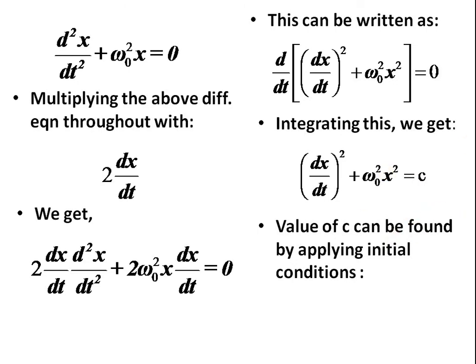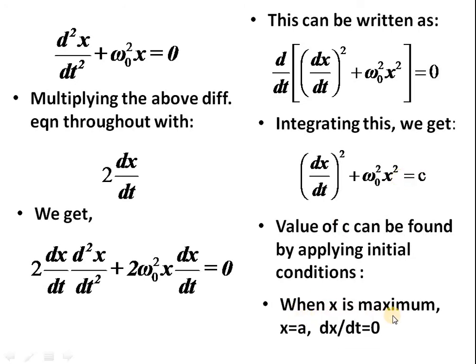Initial condition means at t equal to 0, or at x equal to maximum. Okay, at the maximum amplitude of x, let it be a, something like that. We can apply limits of initial or final conditions. We know that when x is maximum, that is when the body is at the maximum position, its velocity will be 0. Okay, that is a boundary condition.